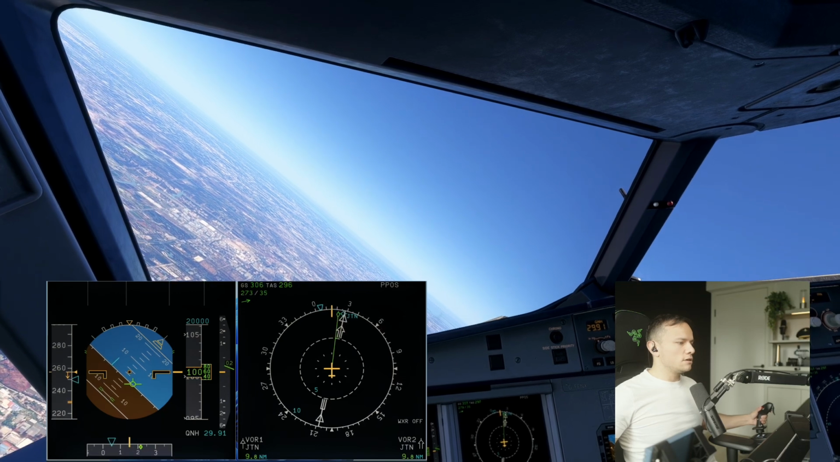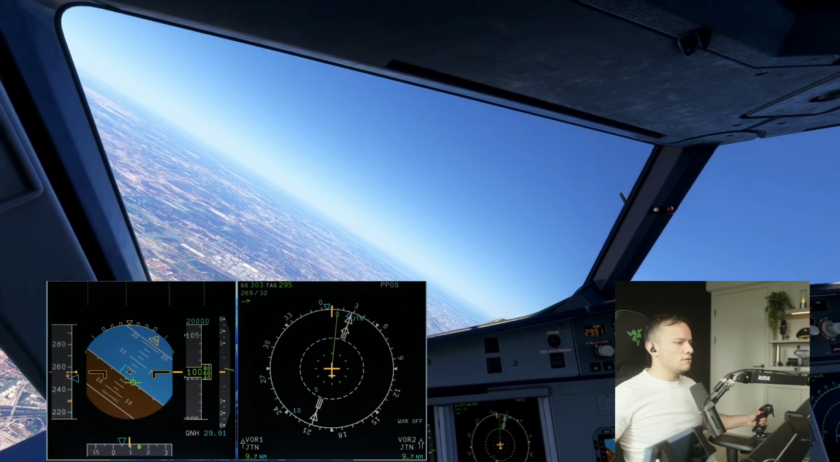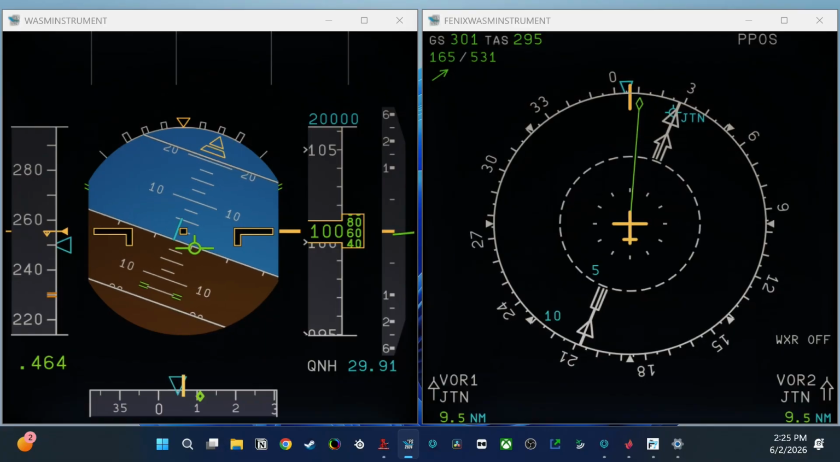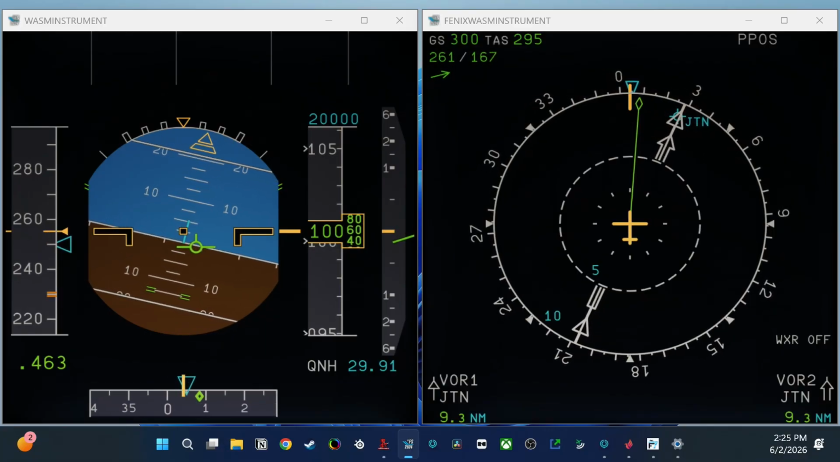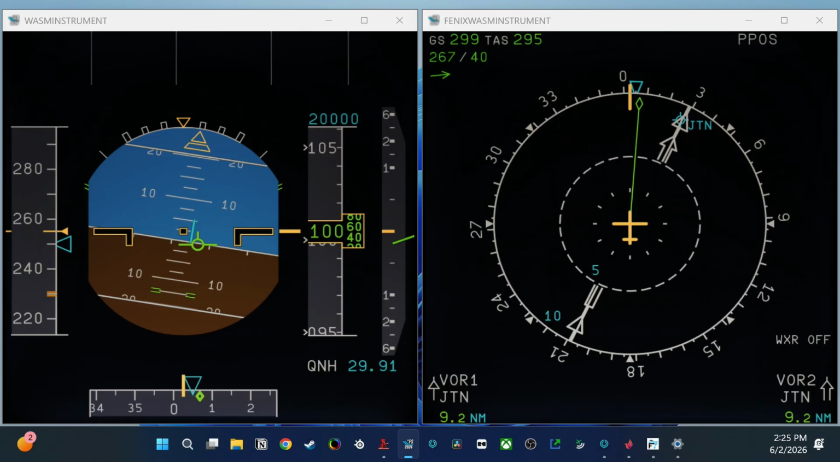Okay, so we are almost 10 degrees. We're coming back. And getting to the target again.